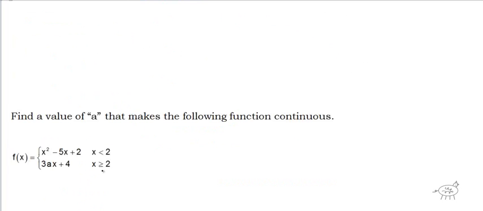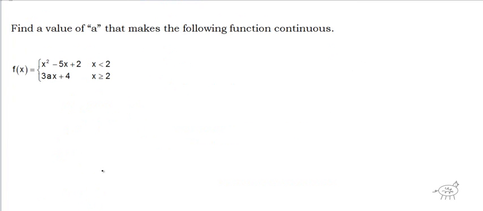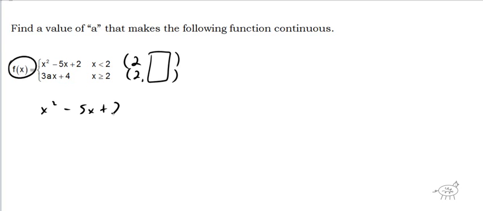And I have one more problem here, math fans. This last problem says find a value of a that makes the following function continuous. Well, remember, if it's continuous, then especially with the piecewise function, it matches up. So basically, the y coordinate has to be the same. Because this is y equals, I'm going to set those two equal to each other. So I have x squared minus 5x plus 2. That y value has to equal 3ax plus 4. That's the other y value. They have to be equal. So I'm going to substitute x equals 2 and solve for a.